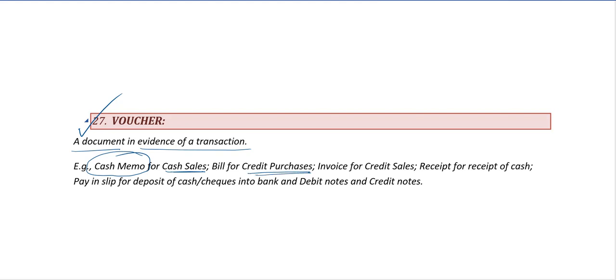For credit purchases, a bill is issued. For credit sales, an invoice. For the receipt of cash, a receipt is raised. And for deposit of cash or checks in bank, pay-in slip is raised. And for purchase return, a debit note is raised. And for sales return, a credit note is raised. So all these are documents which evidences the transaction: a cash memo, bill, invoice, receipt, pay-in slip, debit note or credit note.